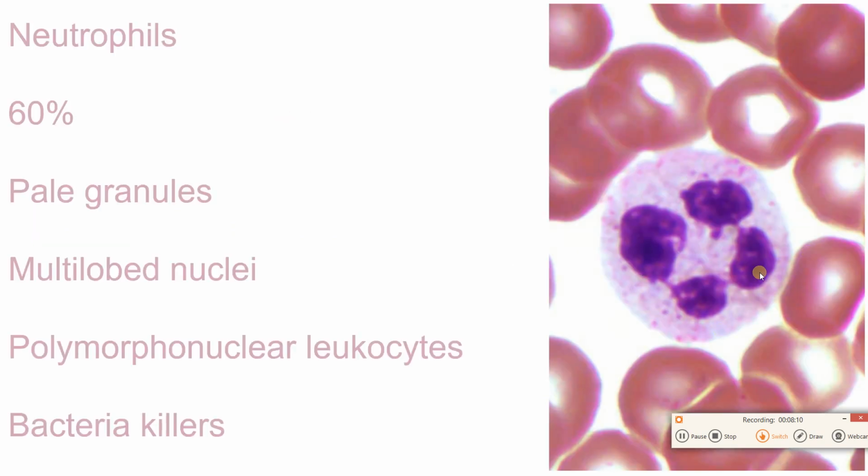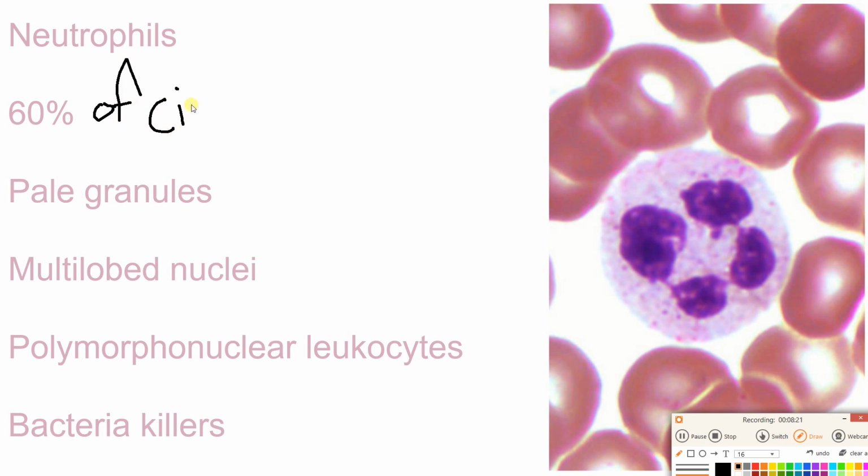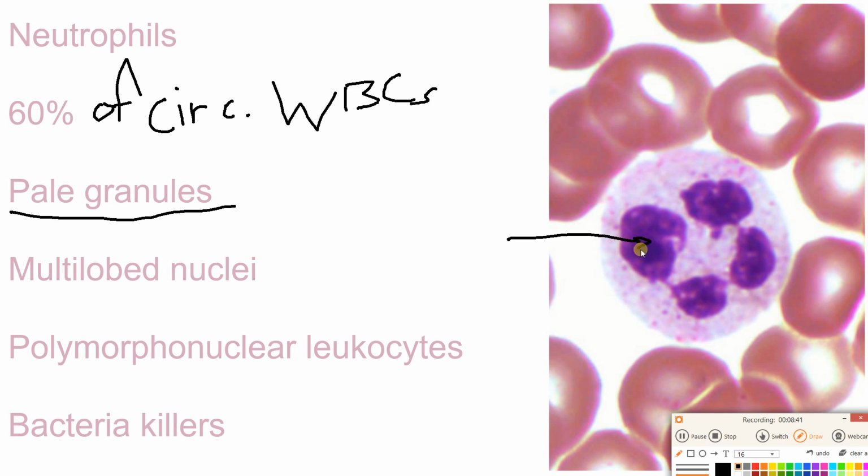This is a neutrophil right here. 60% of your circulating white blood cells, so the white blood cells in the blood, roughly speaking, are neutrophils. Neutrophils have very pale granules. It's hard to even see the granules. But they do have a very characteristic nucleus. So there's the nucleus. And what we can tell about this nucleus, in this case, it is four-lobed. So this is a multi-lobe nucleus.